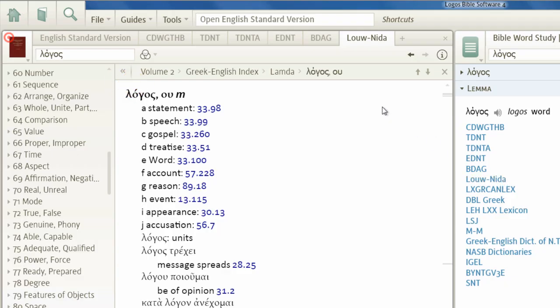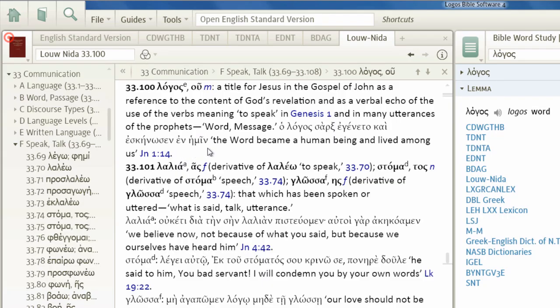Remember that the key characteristic of this lexicon is that it's organized not just by alphabet, but by semantic domain, these categories of meaning. The second is that these specific articles, like 33-100, contain a definition, just like BDAG does, and they also contain translations. And lastly, you should know that the scope of this lexicon is limited to just the New Testament, so you're going to see almost exclusively references to the New Testament in this lexicon.